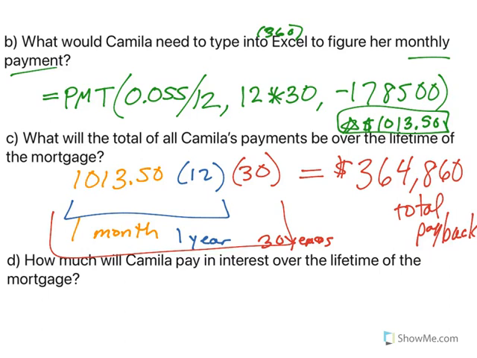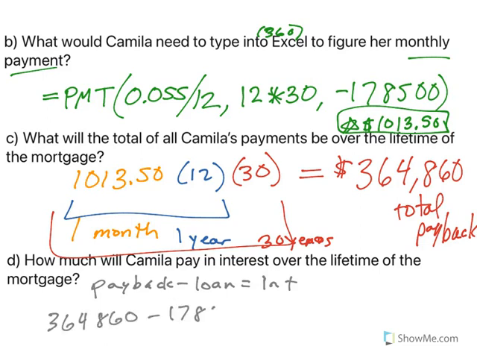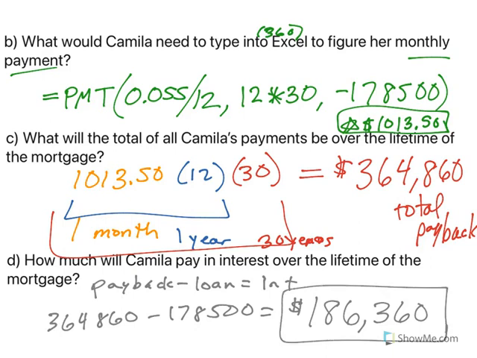How much will she pay in interest? Well, the payback minus the loan equals interest. So $364,860 minus the loan of $178,500 gives me total interest of $186,360. Y'all, that's more than I paid for my house.